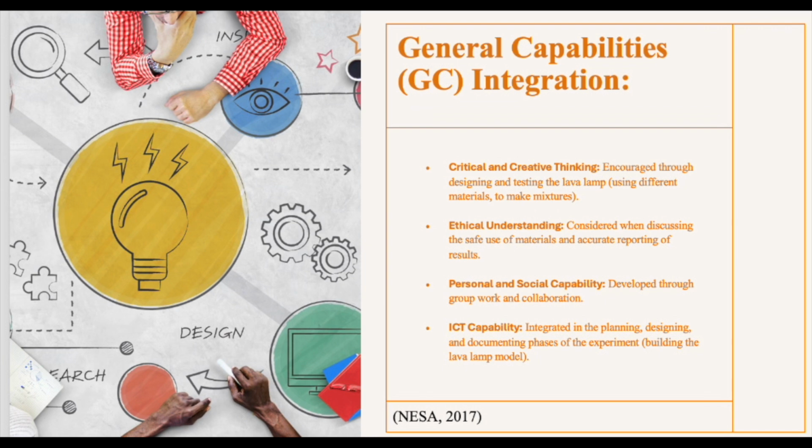Following on talking about the general capabilities, there are several integrated throughout the lava lamp activity. Students are encouraged to think critically about their prior learning of mixtures and how that pertains to designing and testing their lava lamp. Ethical understanding is considered when discussing the safe use of materials and accuracy of the results of the mixture of materials to create the model. And as discussed previously, students' personal and social capability is built through peer group work and collaborative practice, where they each have responsible roles that are integral in completing the task.